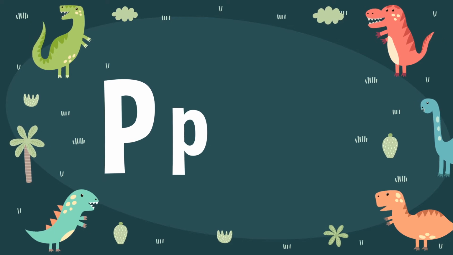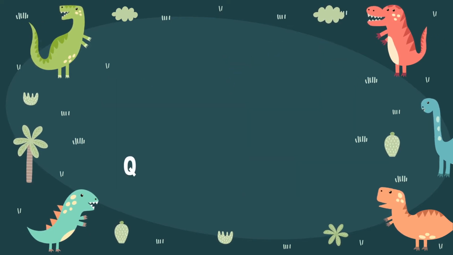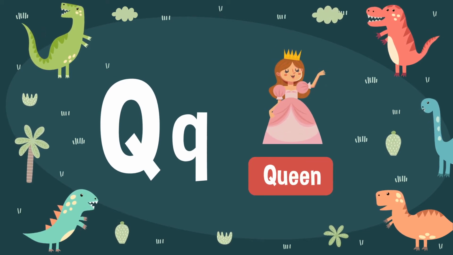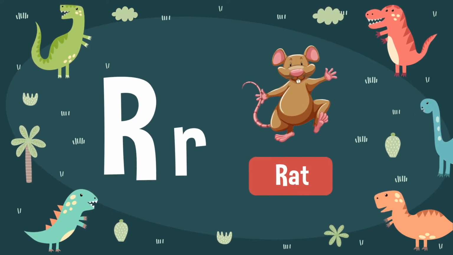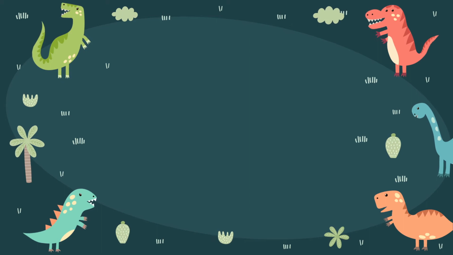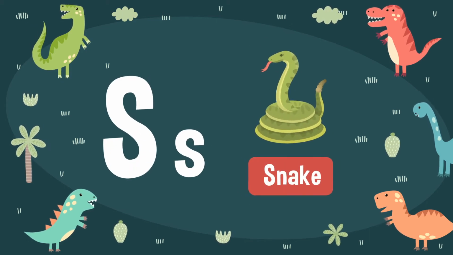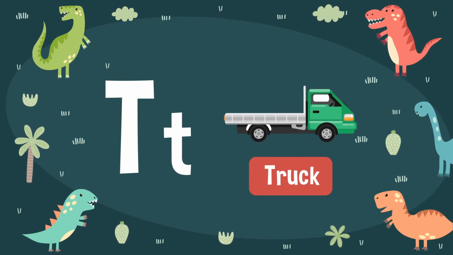P. P for pig. Q. Q for queen. R. R for rat. S. S for snake. T. T for truck.